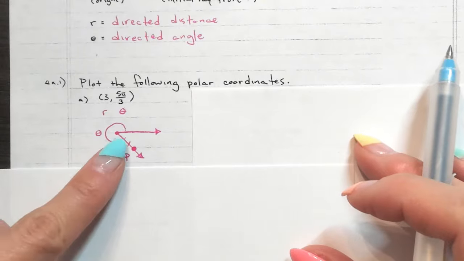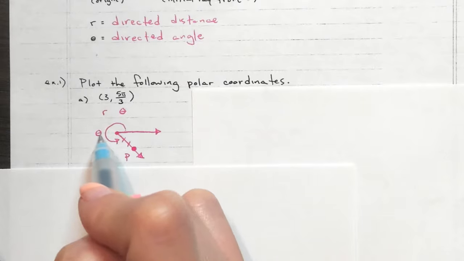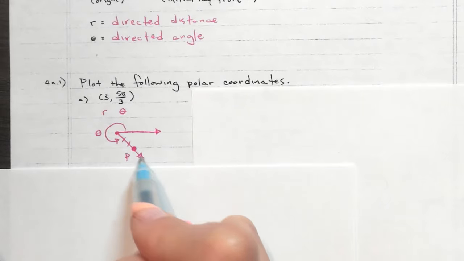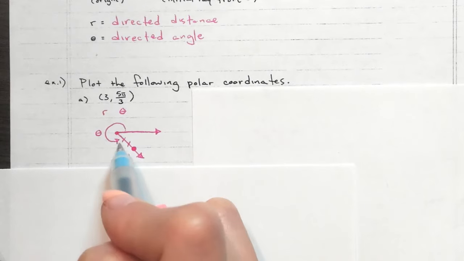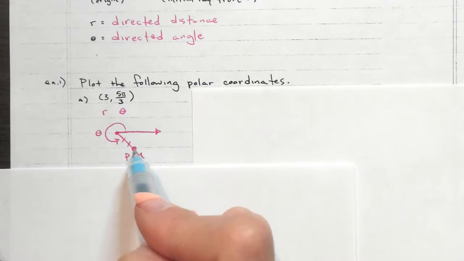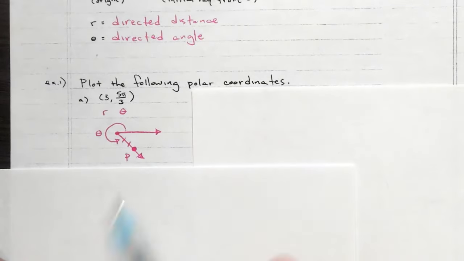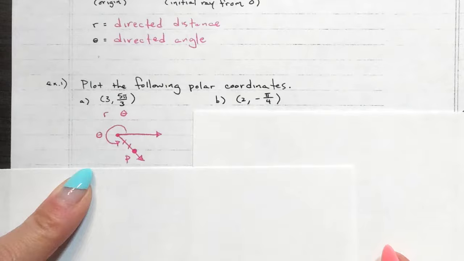I always start with my polar axis and I go all the way around to 5 pi over 3. I draw my angle. Here's my angle, like my little arrow for my theta. And then I count out my radius. So 1, 2, 3. Here's my point, and then I call it P for point. All of this stuff is important to me, and it's important that you have it on your graphs of your polar coordinates.